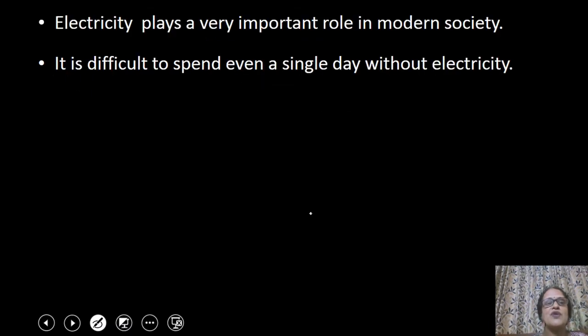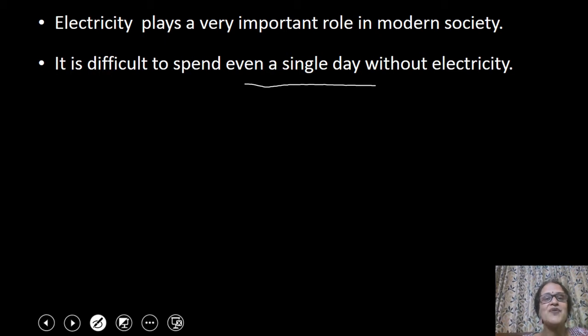So, now we are going to start our discussion. Students, all of you know that electricity plays a very important role in our life. It is difficult to spend even a single day without electricity because most of our appliances run on electricity, like TV, ACs, fridge, and even for charging your mobile, laptops and computers you need electricity. So now you will agree that it is difficult for us to spend even a single day without electricity, and you must be appreciating the role of electricity in our daily life.